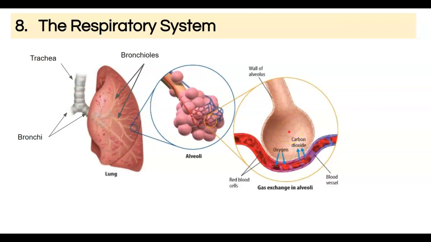Remember that materials will naturally diffuse, unless energy is applied, from an area of high concentration to low concentration. So if the CO2 is in high concentration here in this red blood cell, it's going to want to move to an area of low concentration. And it's the same with the oxygen.